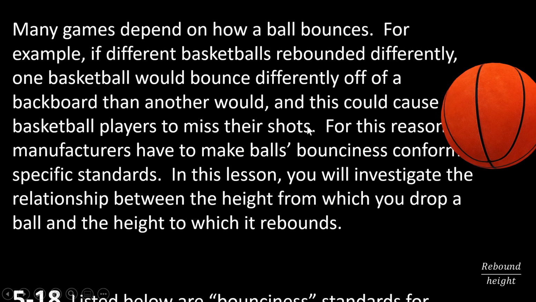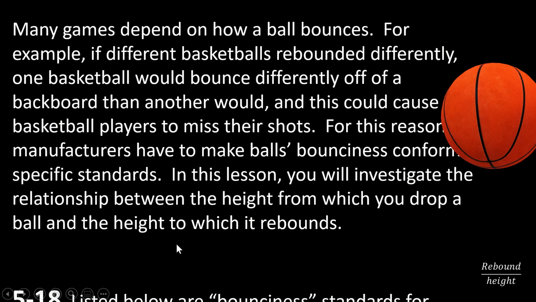There is a thing in sports that most balls that people use for particular sports have either in the rules or in the manufacturing, they're specified what the rebound ratio should be, or what the ball's bounciness should be. So many games depend on how a ball bounces. For example, if different basketballs rebounded differently, one basketball would bounce differently off a backboard than another. And this could cause basketball players to miss their shots. Right? Just imagine if you're training with one particular basketball, you go somewhere else and it's a whole different thing. So for this reason, manufacturers have to make balls' bounciness conform to specific standards.